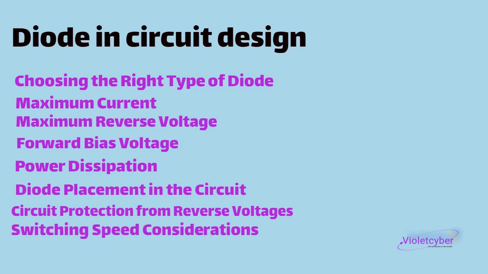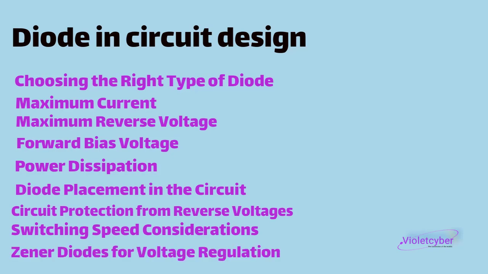Switching speed considerations. In circuits operating at high frequencies, the switching speed of the diode is important. Schottky diodes are typically suitable for such applications due to their fast switching times. Zener diodes for voltage regulation. If using Zener diodes for voltage regulation, ensure the diode is operating in reverse bias and that an appropriate current limiting resistor is selected to prevent excessive current from damaging the diode.